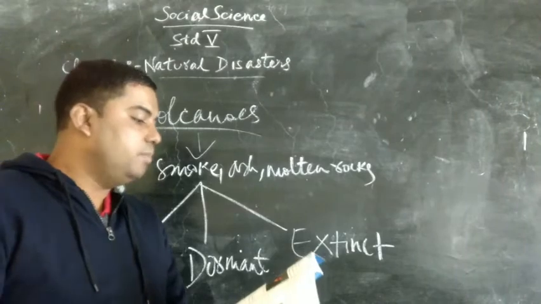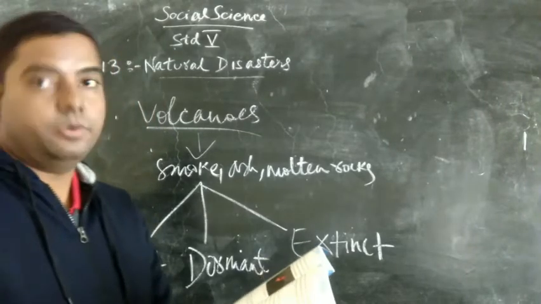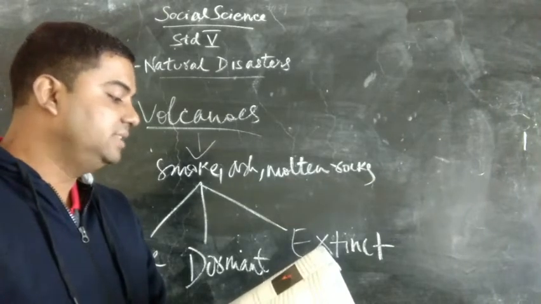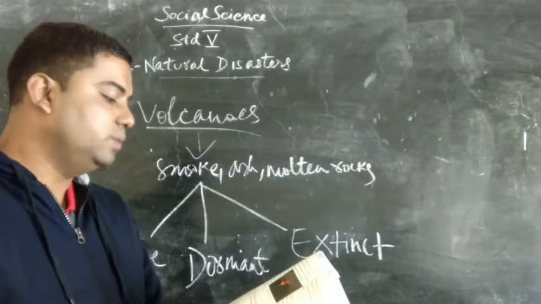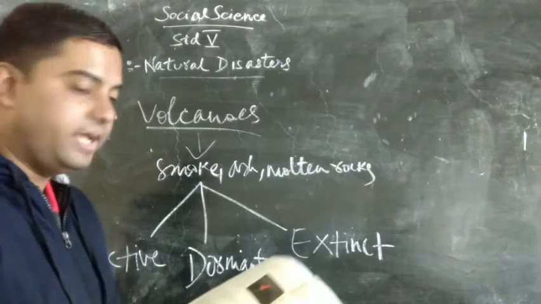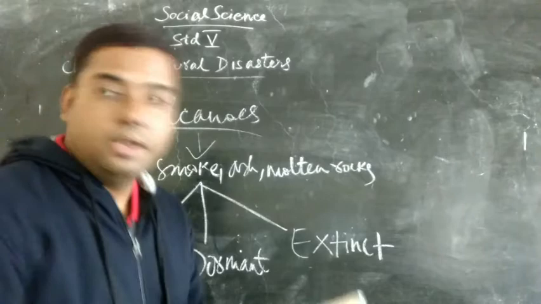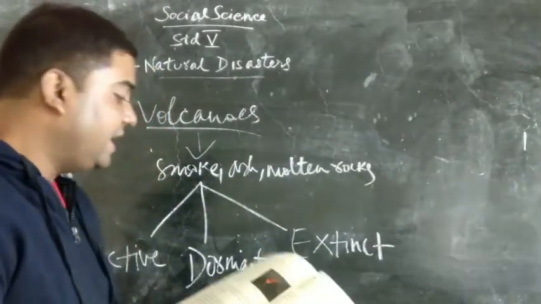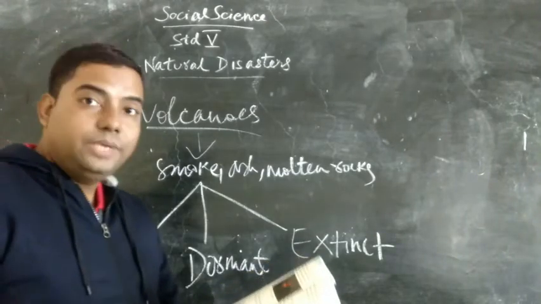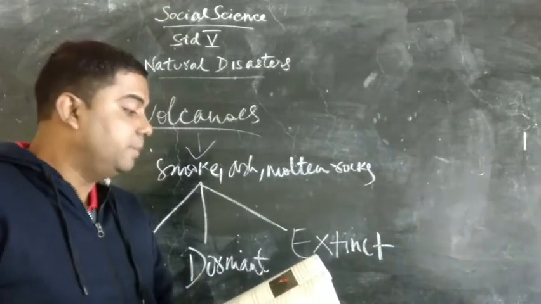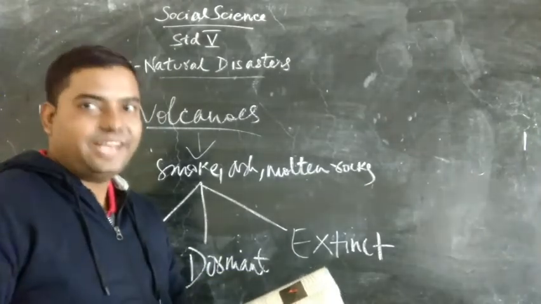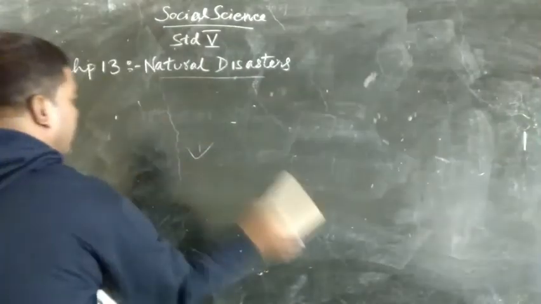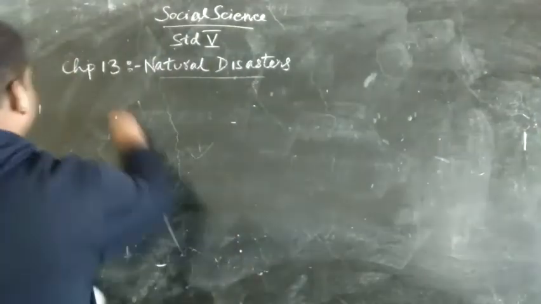In India, the volcano Barren Island is located in the Andaman and Nicobar Islands. The Pacific Ocean has a ring of volcanic islands which are actually the mouth of volcanoes underwater. This is called the Pacific Ring of Fire. So we need to understand, my dear children, that the Pacific Ocean has a ring of volcanic islands which are located in the mouth of volcanoes underwater. So the Pacific Ocean is many times referred to as the Pacific Ring of Fire.